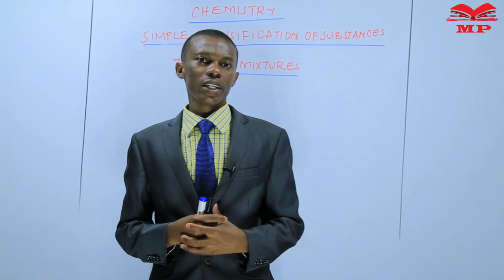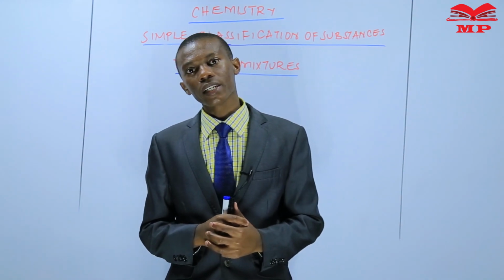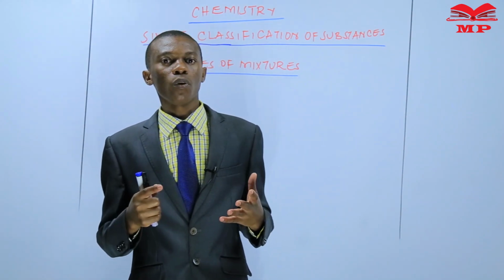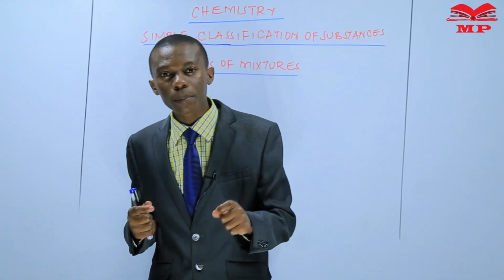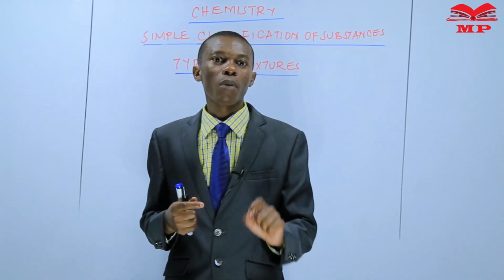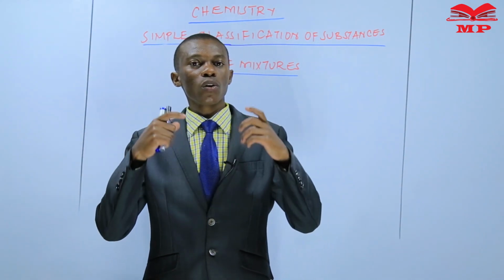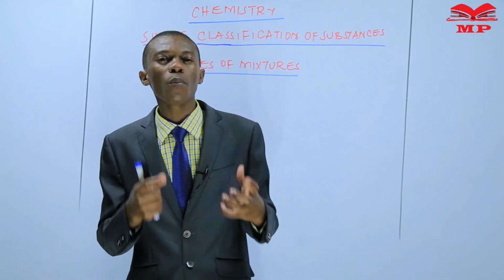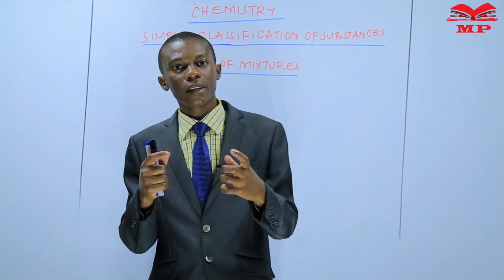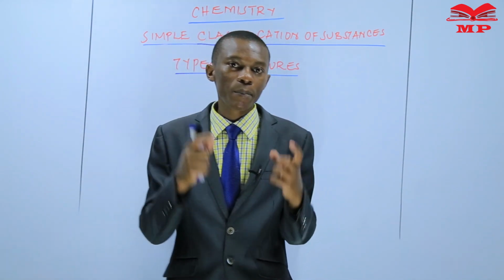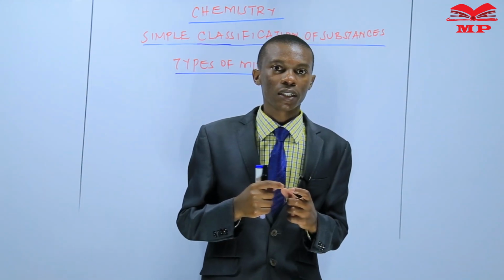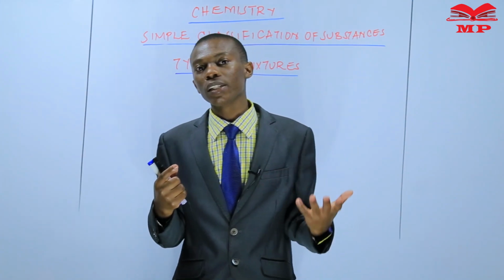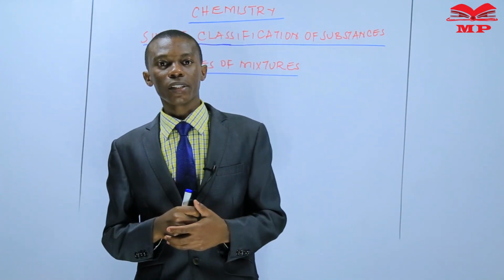And the second term we defined was mixture, and we said that a mixture is a substance made up of two or more substances physically combined together, and whose individual components forming that mixture retain their physical and chemical properties. And we gave examples like maize and beans. That is a good example of a mixture.